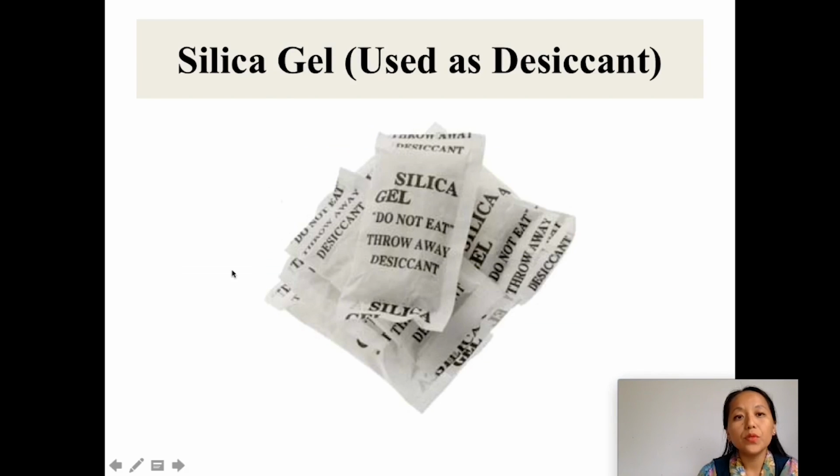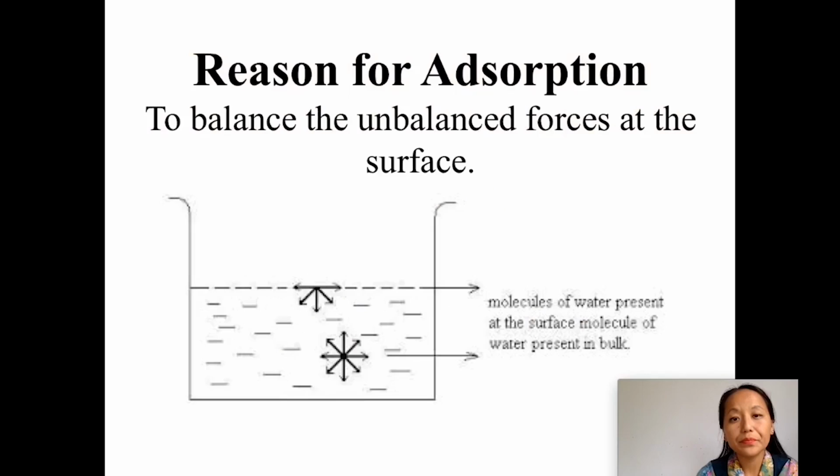The most common example of an adsorbent that we come across in our daily lives is silica gel. Silica gel refers to those small sachets of beads which are found in new bags and new shoes. The role of this silica gel is to remove the moisture present in the air so that the product remains dry and fresh. Silica gel is an adsorbent. It adsorbs the moisture from the air. Now, what is the reason for adsorption?